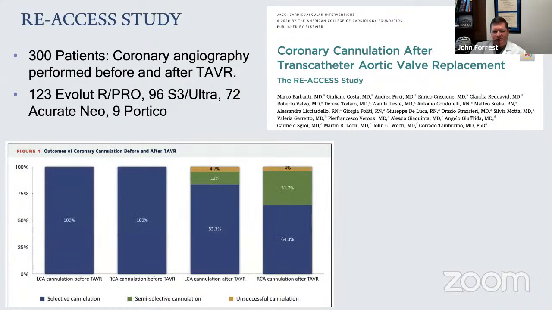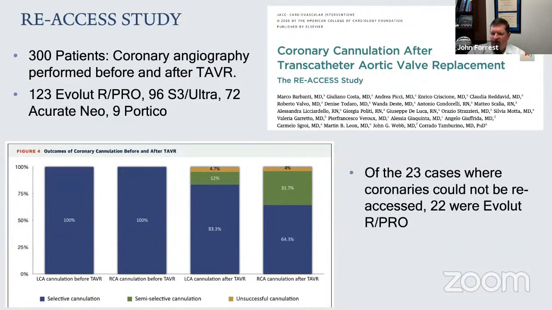And here's what they found. They found that beforehand, there were no problems engaging the coronaries. Afterwards, certainly it was more difficult. For the left coronary, you still could selectively cannulate it in over 80%. But in 12%, it needed to be semi-selective, and in about 4 to 5%, it was unsuccessful. In the right, the rate of unsuccessful was the same, but the rate of semi-selective was significantly higher.